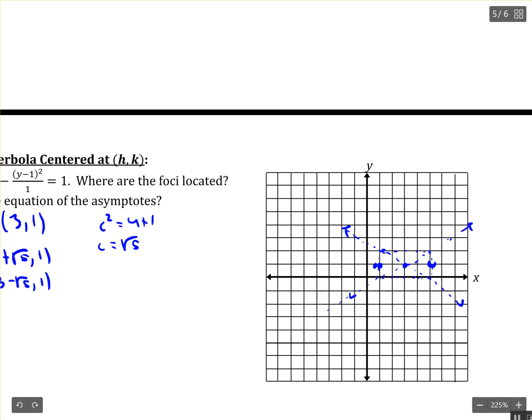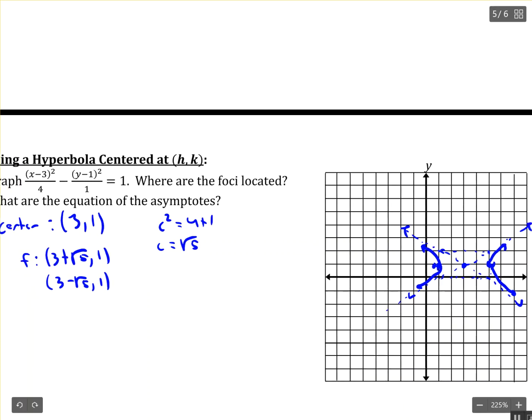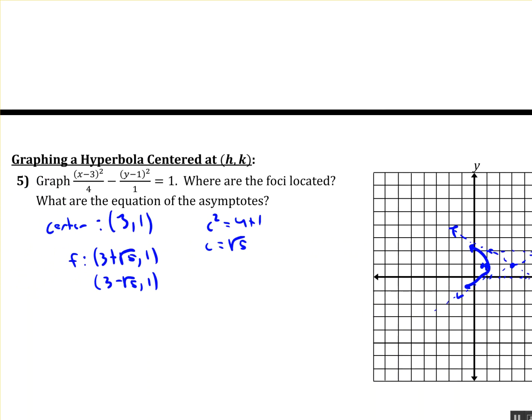All right, and if we fill it in here, just to be clear, I am connecting to my vertex, not my focus. It's kind of hard to see a little bit there. Maybe that's a little bit better. And there we go. So we got the foci. What are the equations of the asymptotes?